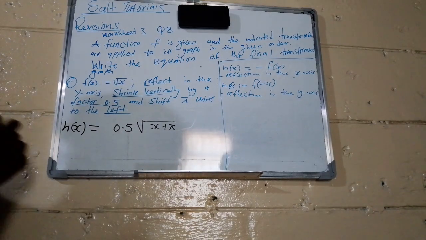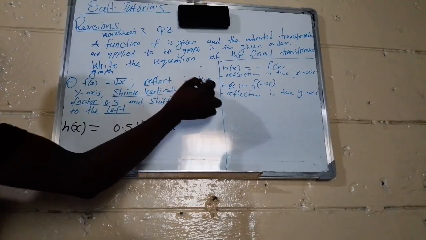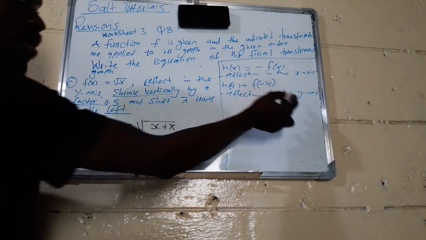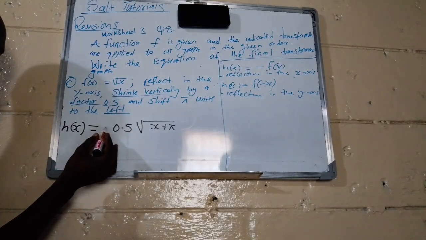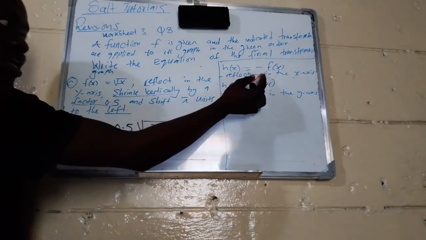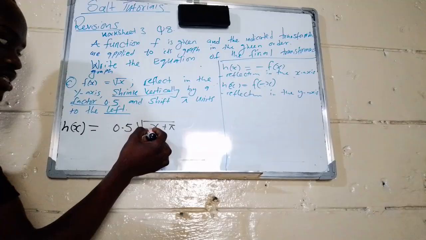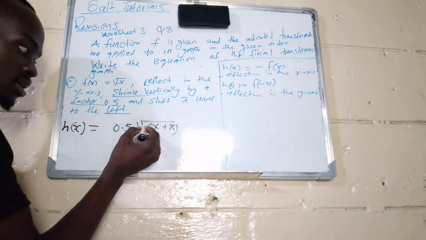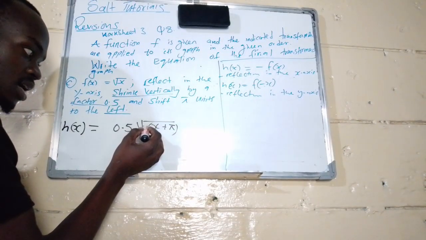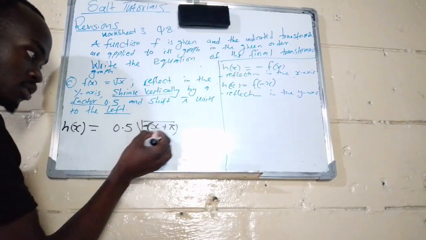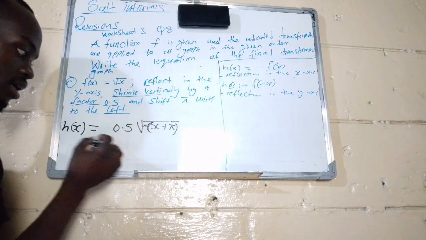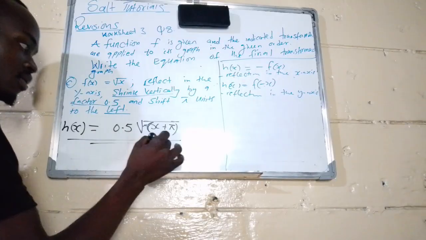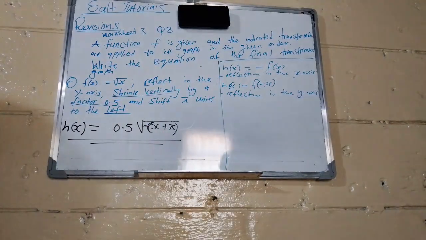But there is another concept: the reflection in the y-axis. In the y-axis means the negative should come inside the function. It won't be outside. If it is outside, it is in the x-axis. But if I take it inside, then it becomes the y-axis. So there must be a negative here. Keep in mind to put your brackets like that. So there is a negative in front of this bracket. So this is my final graph for this function. Okay.